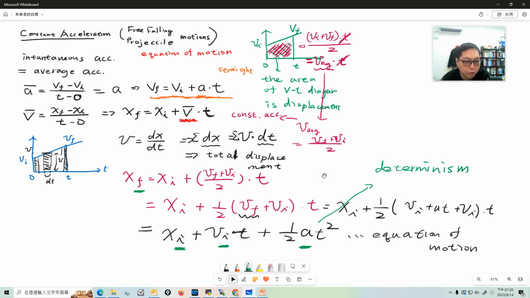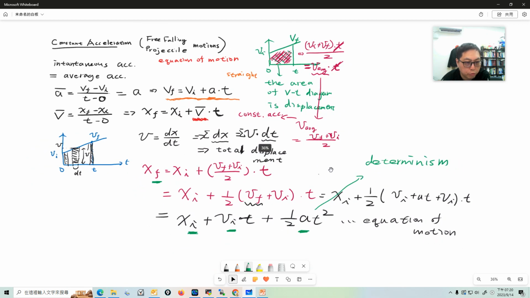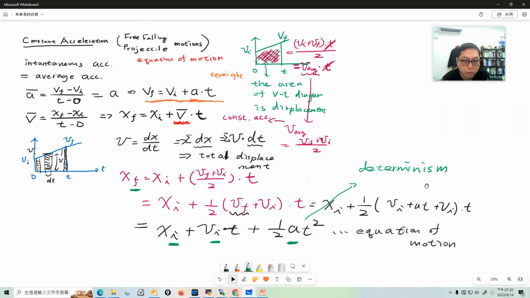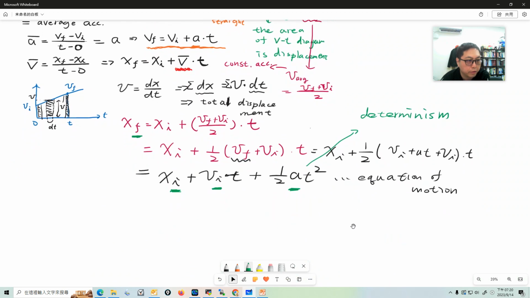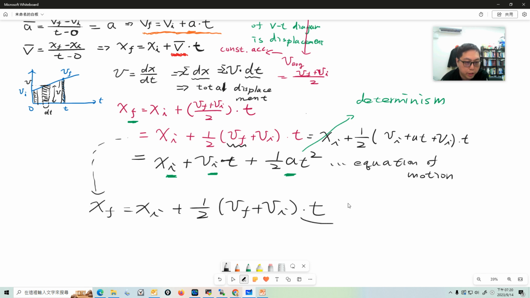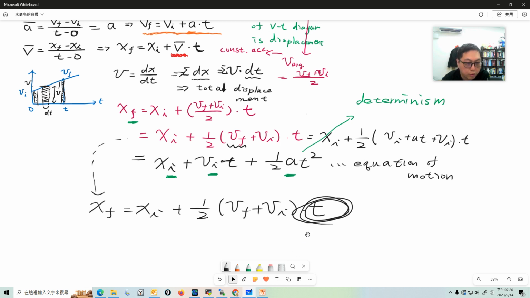And there is another useful equation we will obtain from this. So let me roll it up a little bit. What is it? Let me write this again. Xf equals Xi plus 1/2 (Vf plus Vi) times T. And this time I replace T.